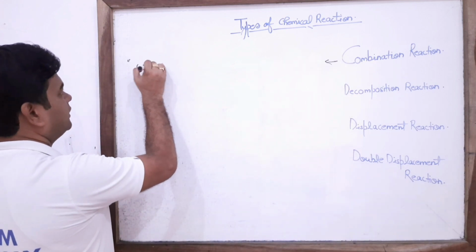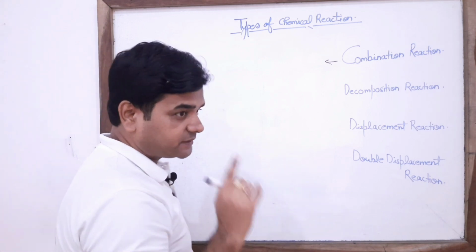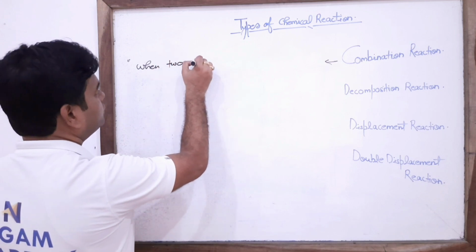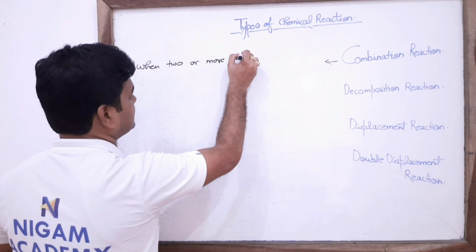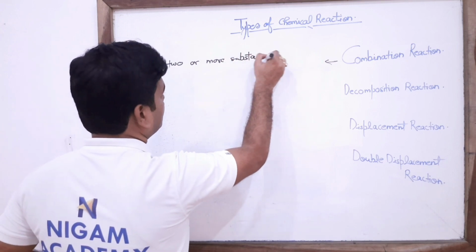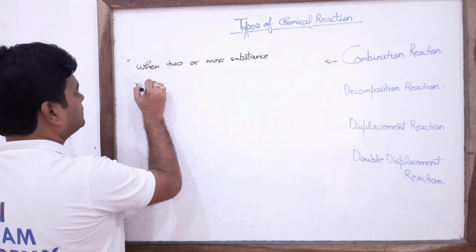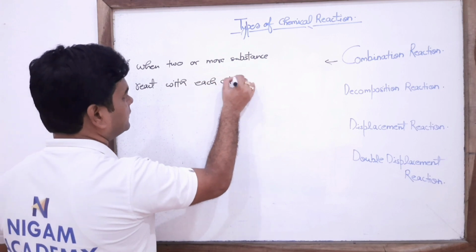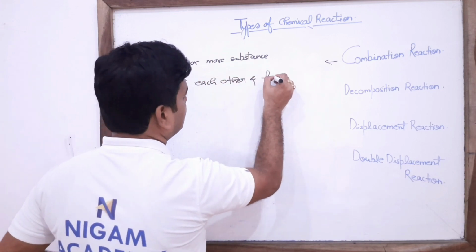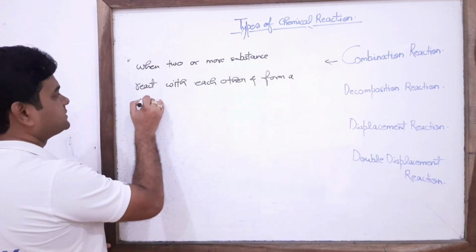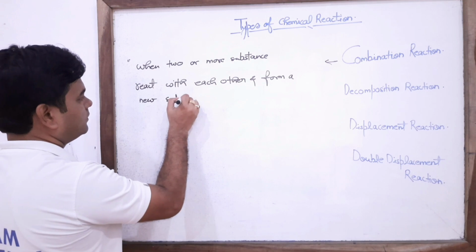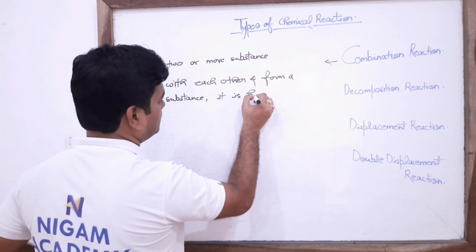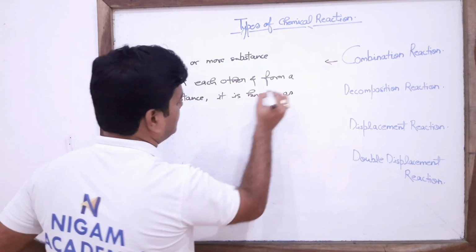Combination reaction means when two or more substances, I emphasize substances, react with each other and form a new substance, it is known as combination reaction.